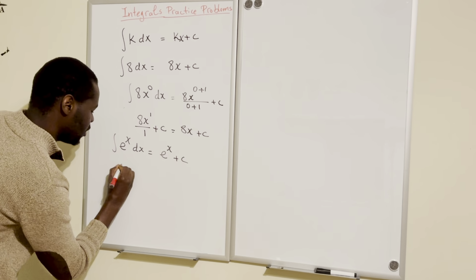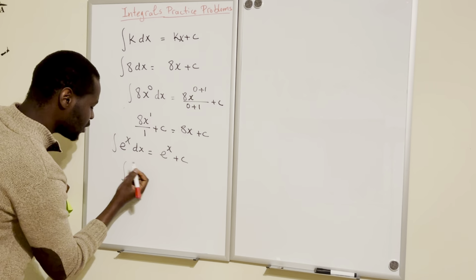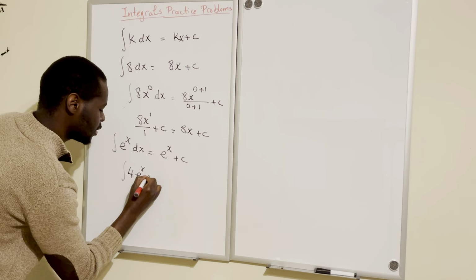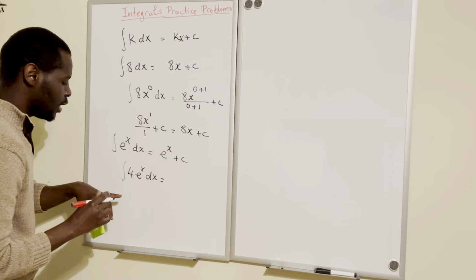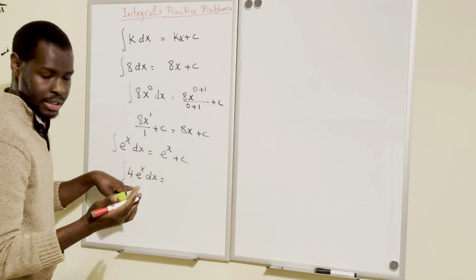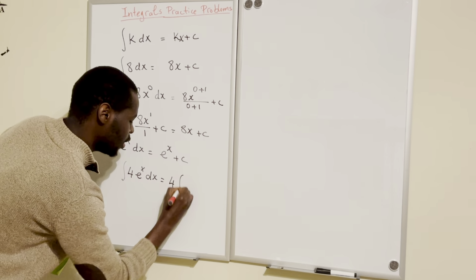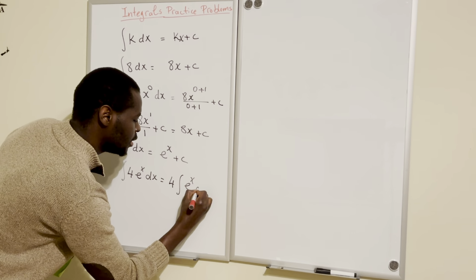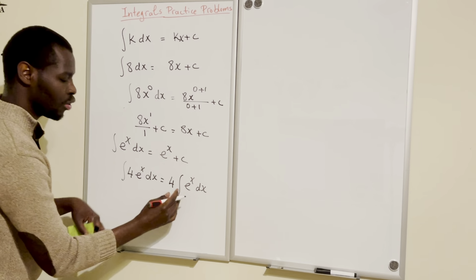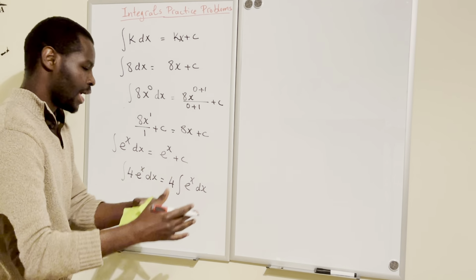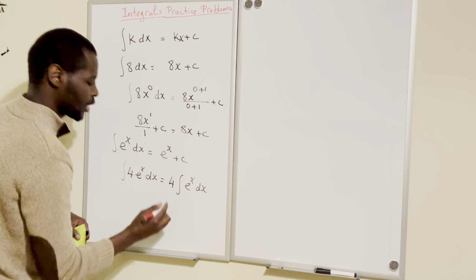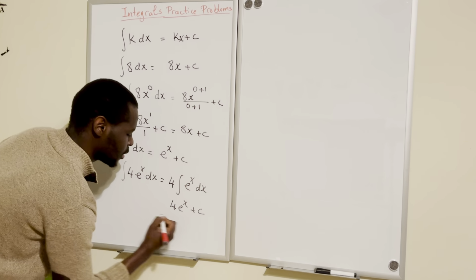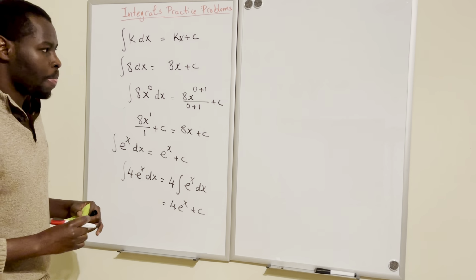Now, what happens if I'm asked to evaluate the integral of 4e to the x dx? Well, I'll just take out the 4 because it's a constant. So 4 times the integral of e to the x dx, and we just said that the integral of e to the x dx is e to the x plus a constant. So this will give me 4e to the x plus a constant. I hope this makes sense.